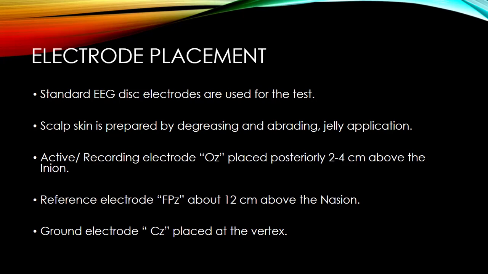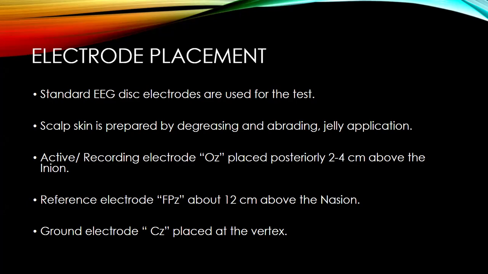And the active recording electrode, called OZ, is placed posteriorly 2 to 4 centimeters above the inion. The inion is the place where there is the highest bump. So just 2 to 4 centimeters above the inion is where we place the recording electrode, and that is called OZ. And the reference electrode is called FPZ, and it is placed 12 centimeters above the nasion. This is the nasion, and up to 12 centimeters above the nasion is where we place the reference electrode.